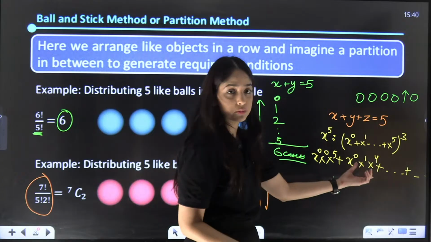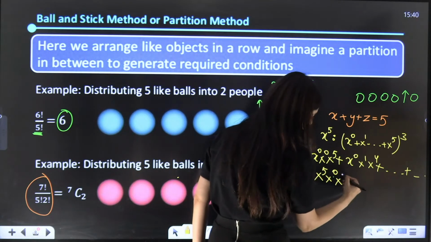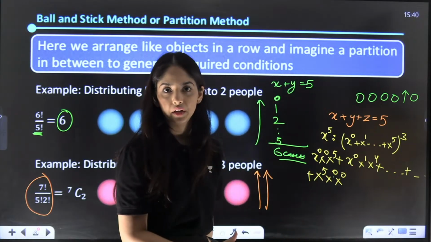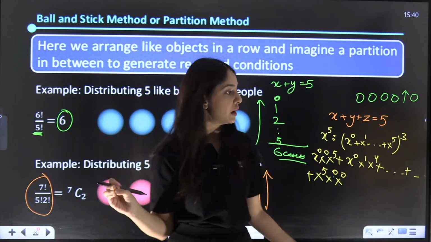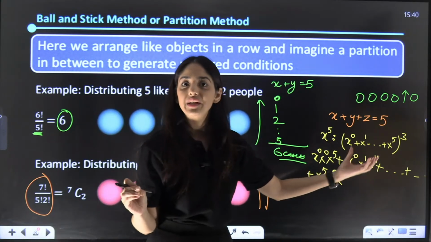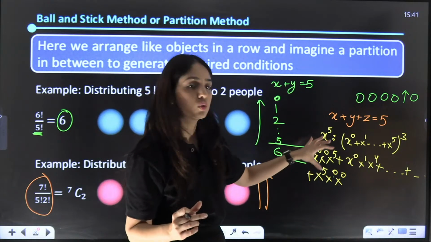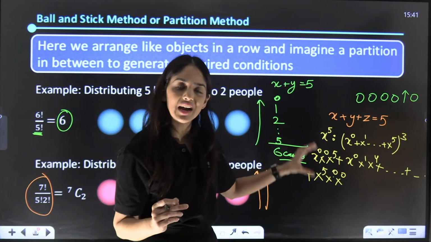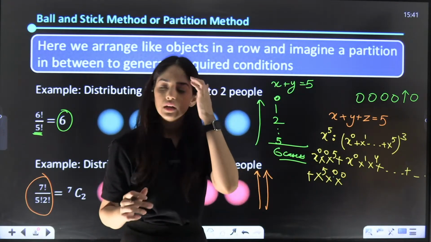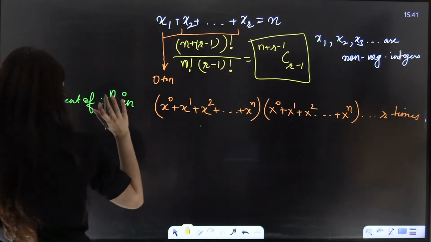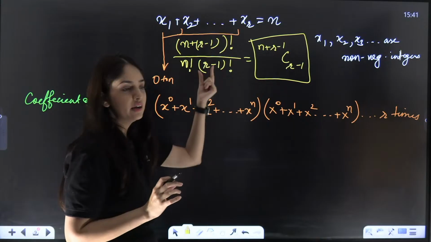We will get 1 x raised to power 5 from here. We will also get 1 x raised to power 5 from here, and like that, right? So that means the total number of combinations, the arrangements that we can have, will be the coefficient of x raised to power 5, because that many times we are adding the same term again and again. That is why the ideal way of doing such problems is to find the coefficient of x raised to power n in this.